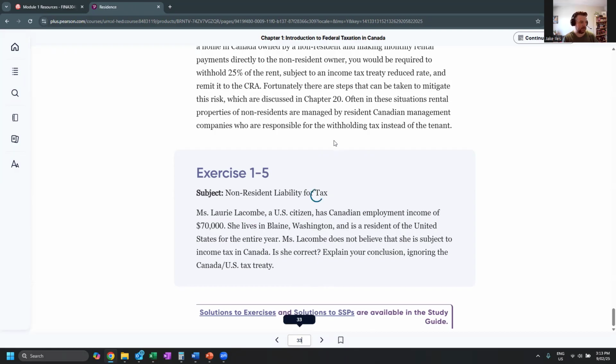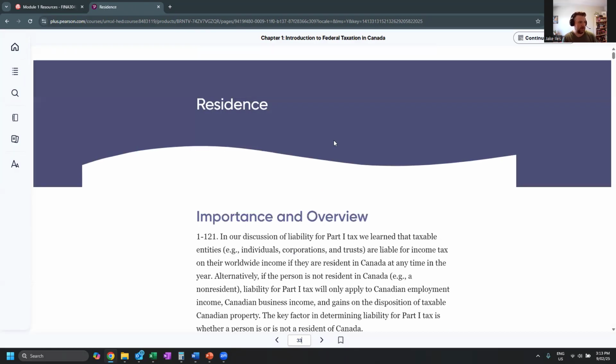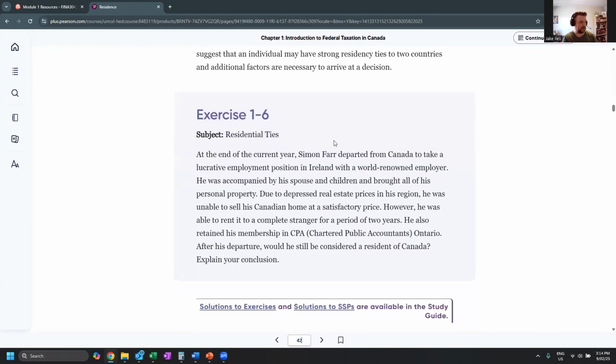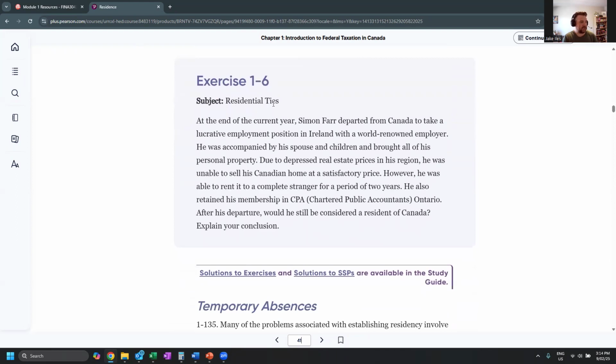1-6 is on page 35. Give it a second. This new chapter layout takes a moment to find its way. There we go. So residential ties, exercise 1-6. At the end of the current year, Simon Farr departed Canada to take an employment position in Ireland. He was accompanied by his spouse and children and brought all of his personal property. Due to depressed real estate prices, he was unable to sell his home at a satisfactory price. However, he was able to rent it to a complete stranger for a period of 2 years.